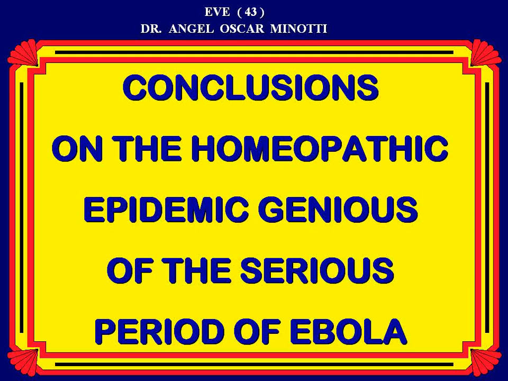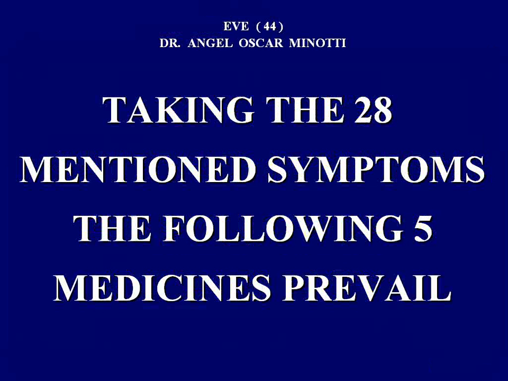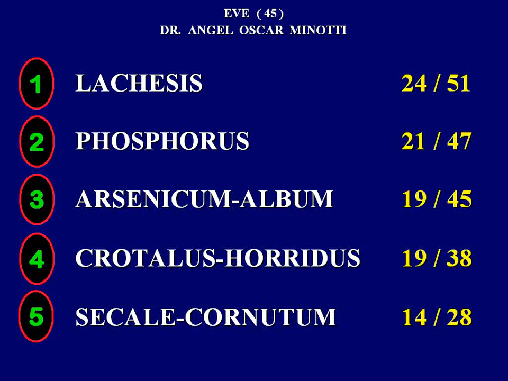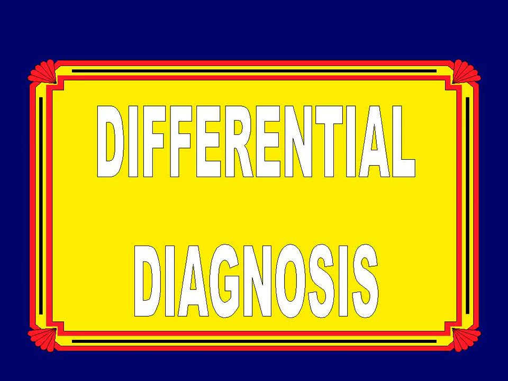Conclusions on the homeopathic epidemic genius of the serious period of Ebola. Taking the 28 mentioned symptoms, the following 5 medicines prevailed. Lachesis, first of all. Second, Phosphorus. Third, Arsenicum album. Fourth, Crotalus horridus. Fifth, Secale cornutum. Differential diagnosis.